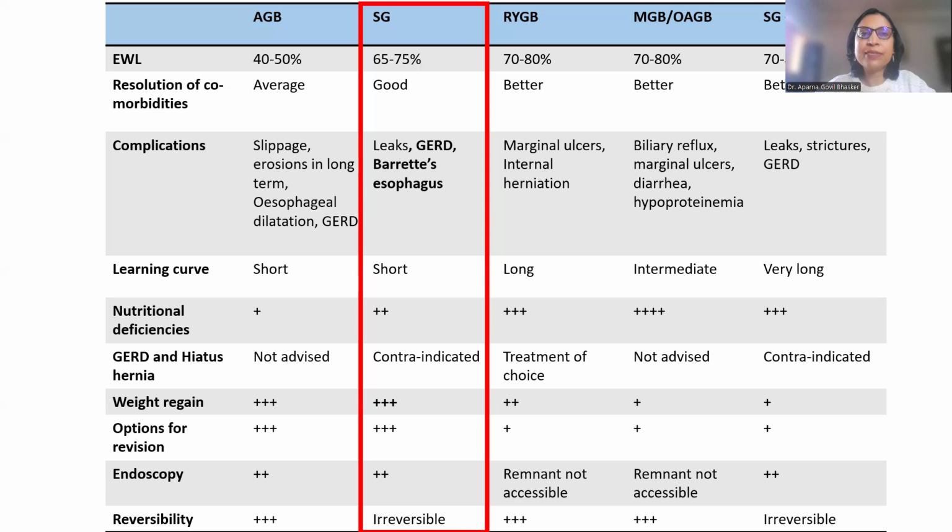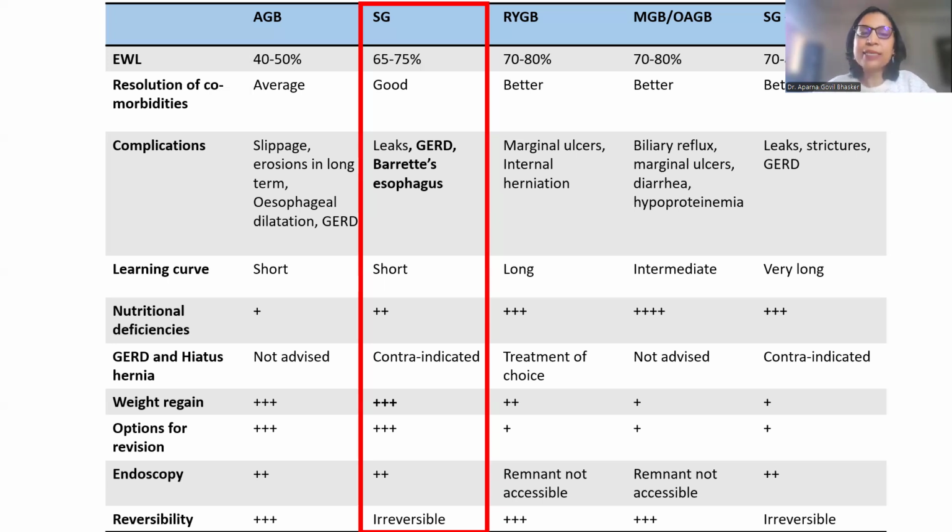The only requirement is, because we are bypassing the duodenum, we are bypassing the stomach, the patients need to be on supplements lifelong. So if a patient is not compliant for nutritional supplementation, then I think a bypass should be contraindicated. Otherwise, for all other patients, bypass is a good procedure.